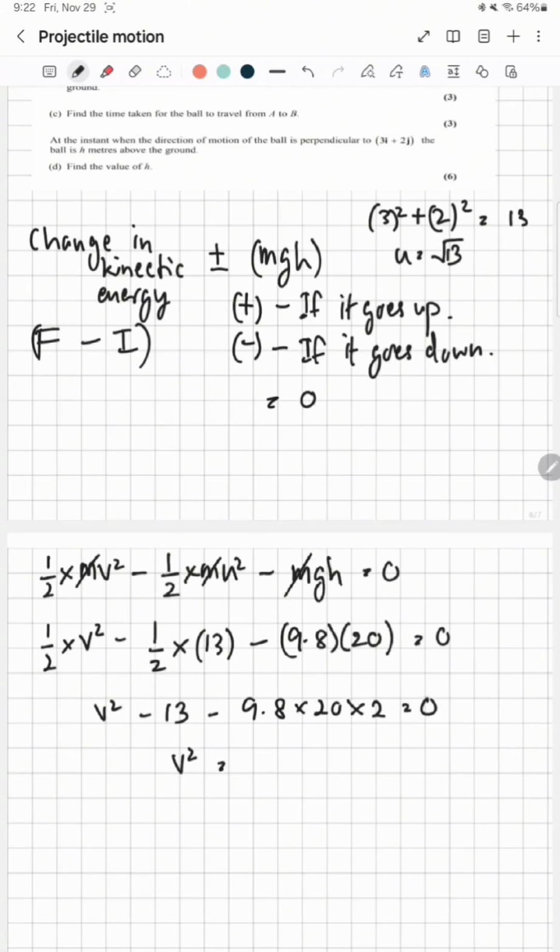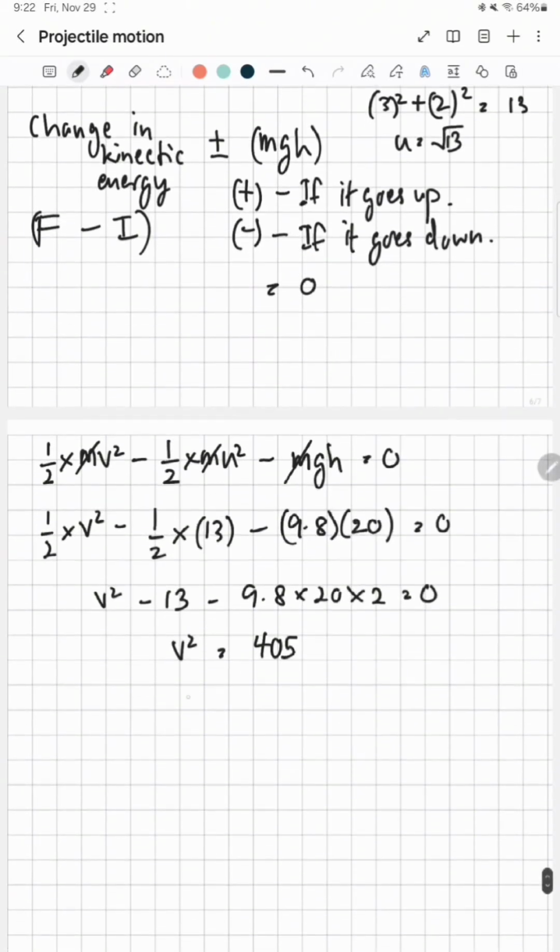So v squared equals, well, you can take both of them to the other side, so I'm just going to add them. 13 plus 9.8 times 20 times 2. It's 405. And so your speed v equals 9 root 5, which is 20.1246. I'm just going to round it to 3 significant figures. That's 20.1.